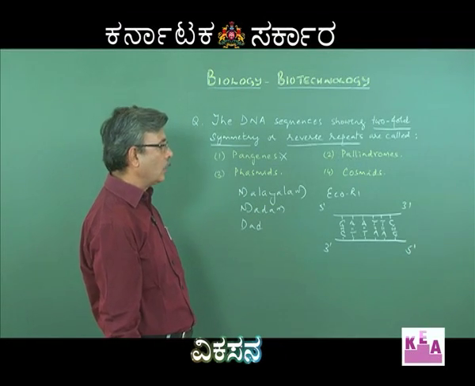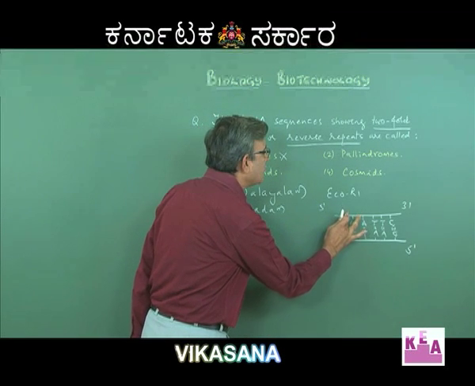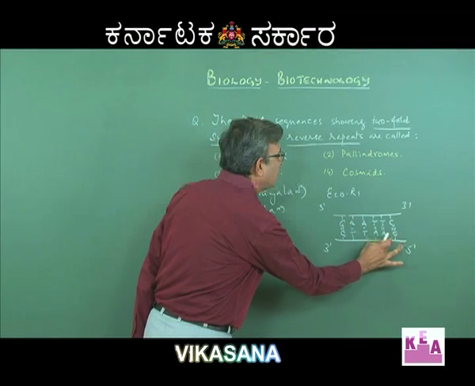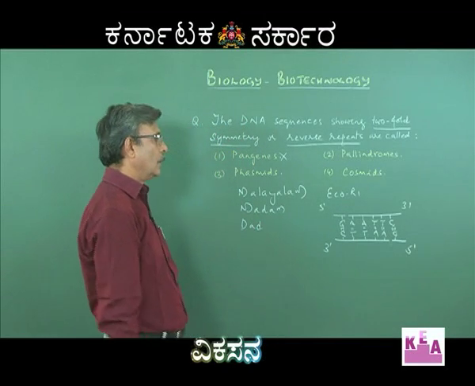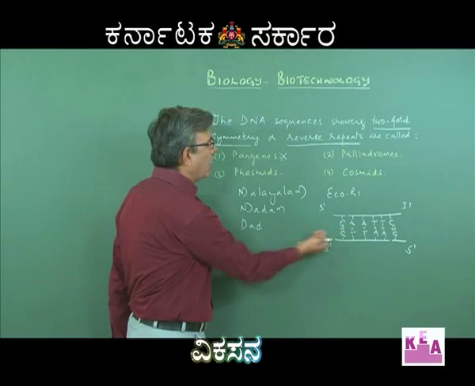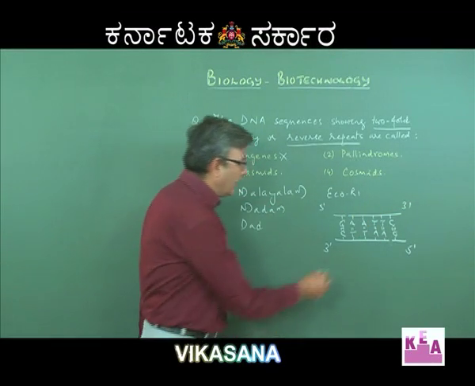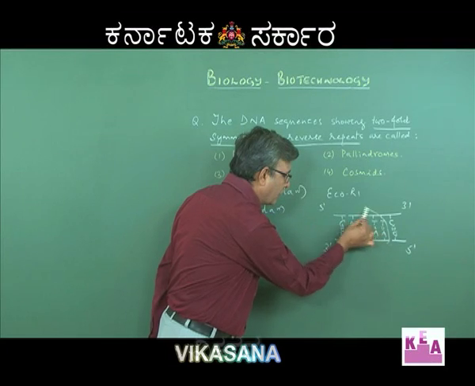In case of EcoR1, it identifies this, and it is going to cause a cut by breaking the phosphodiester bond between G and A. And now here you are going to have thousands of nucleotides, and this side you are going to have thousands of nucleotides, and they are going to be held by only this part.